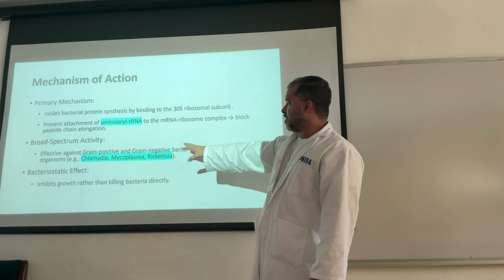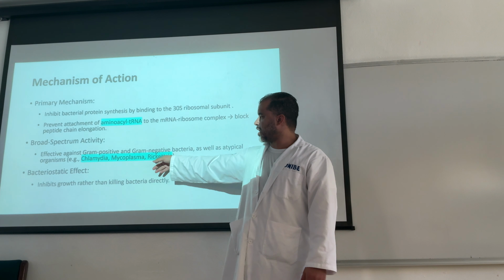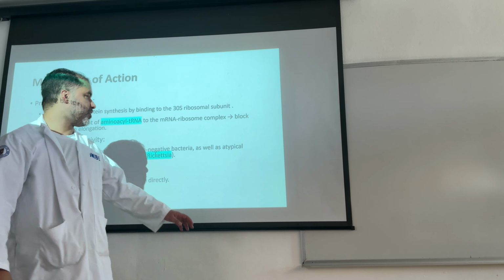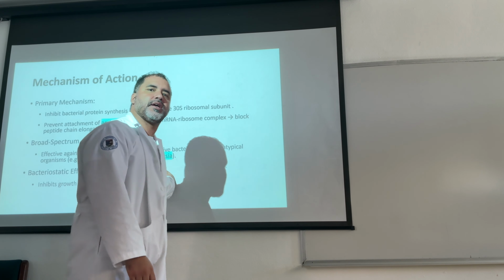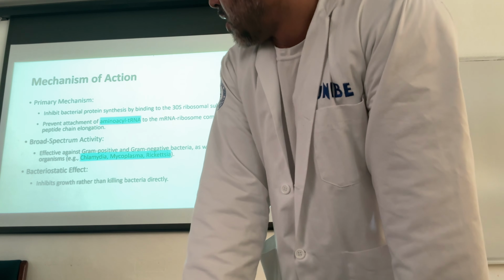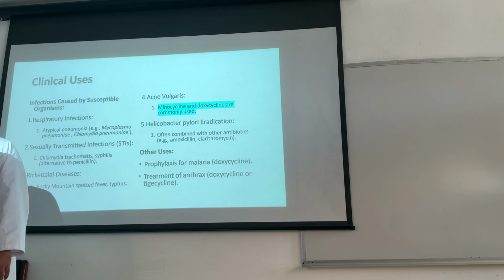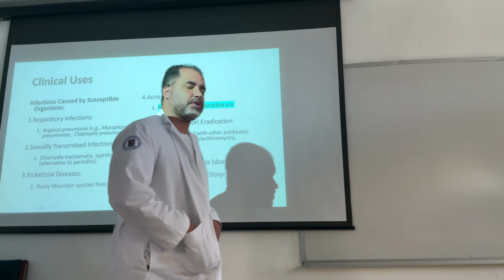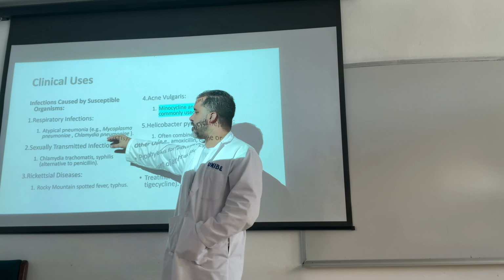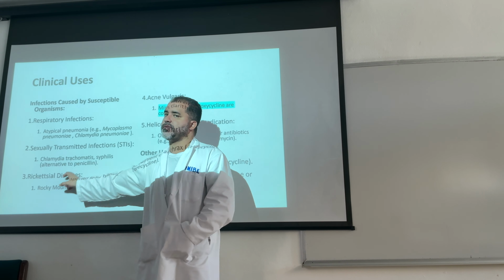Look at the activity: gram-positive, gram-negative, and here we have chlamydia, mycoplasma, and rickettsia. The other one was chlamydia, mycoplasma, and legionella. They are actually effective also against legionella. Right? Their effect is mainly bacteriostatic. Here you can see the use again, respiratory infection. You see mycoplasma, chlamydia, you could add legionella. It's also effective against chlamydia trachomatis.